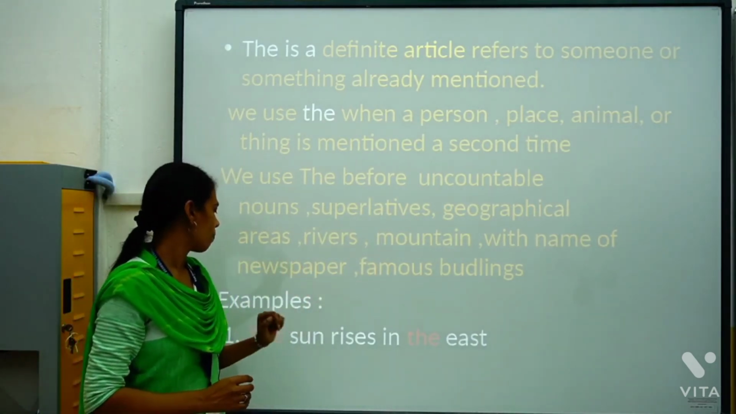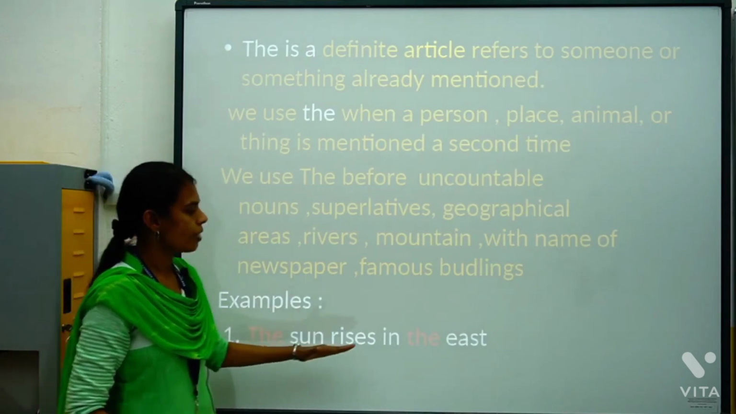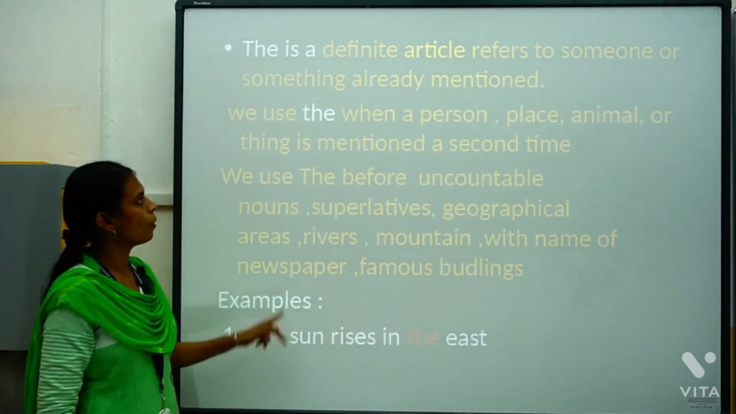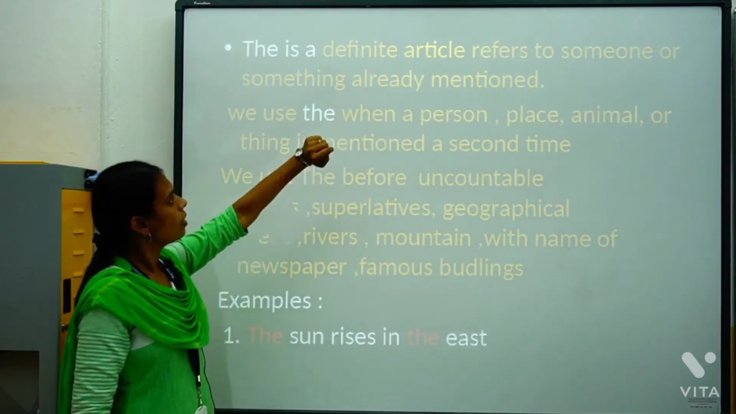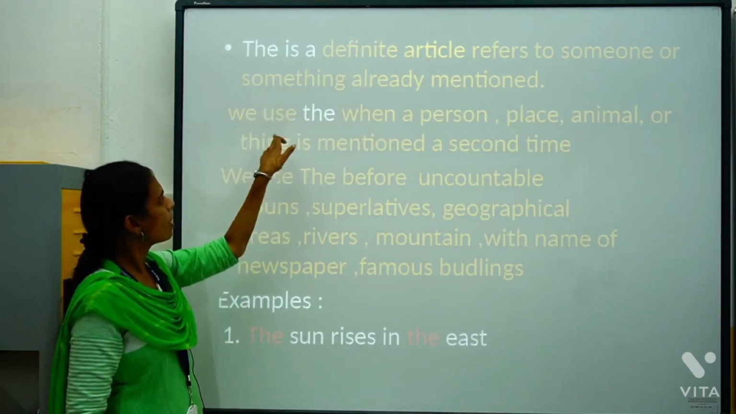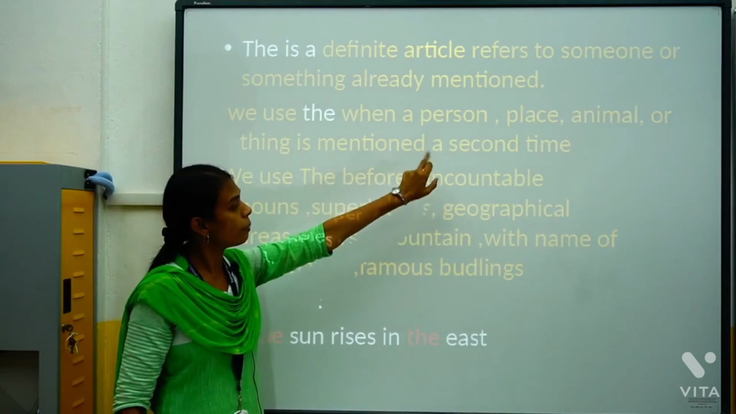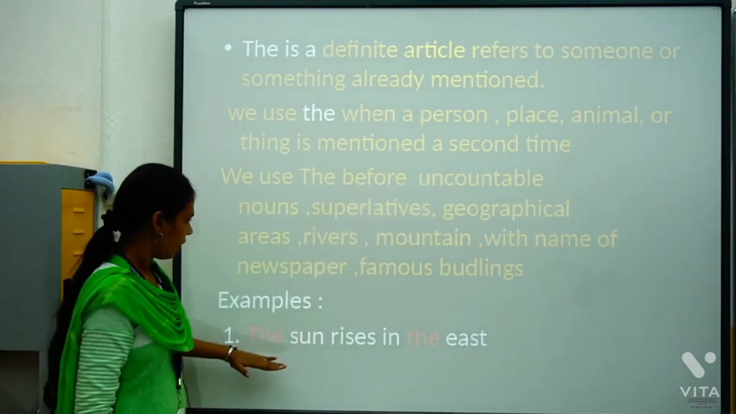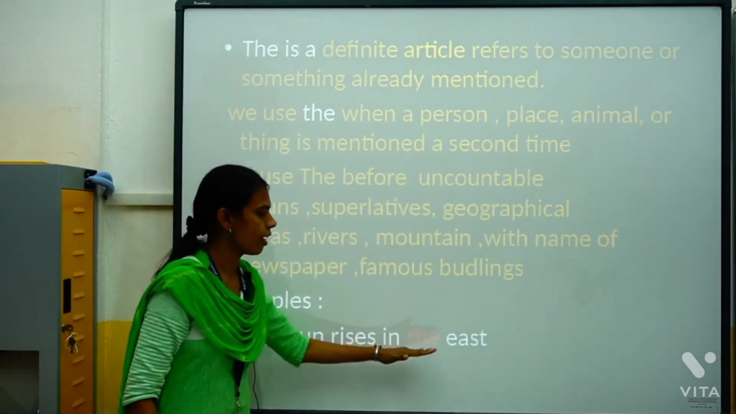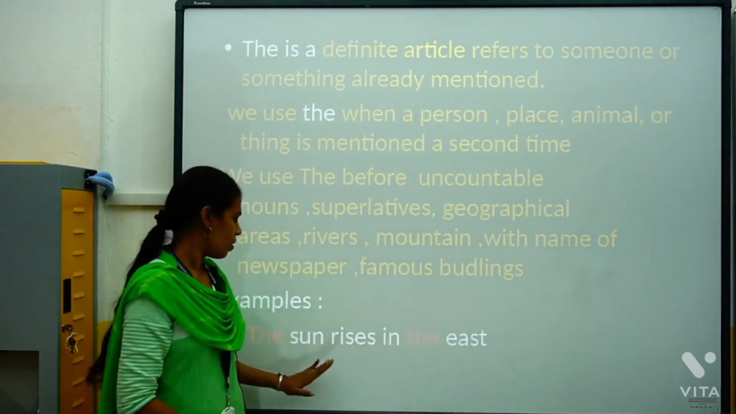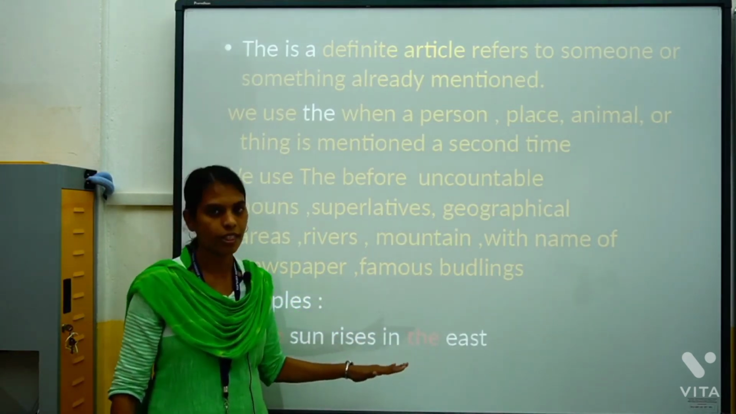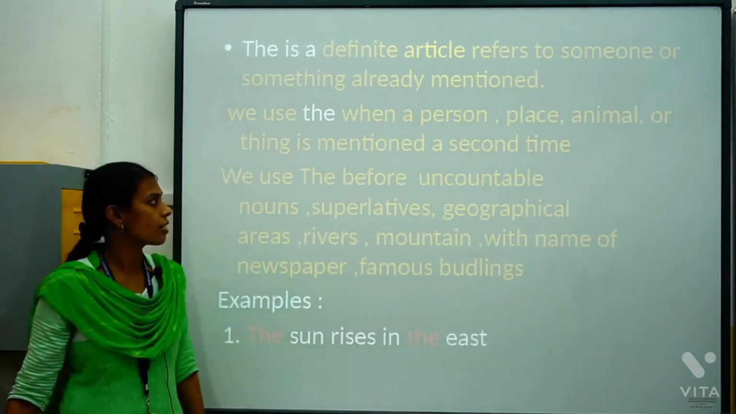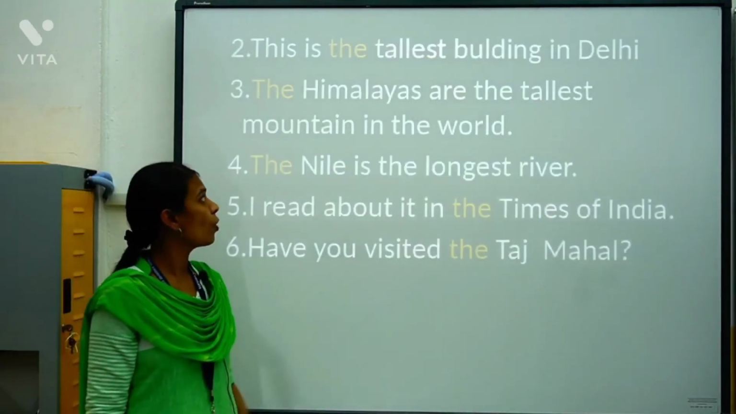We can use "the". For example, the sun rises in the east. I told you, with the second time, the article refers to someone or something mentioned a second time. So, the sun rises in the east. Here we write "the" twice, it has come twice. Yes, and there are a few more examples.